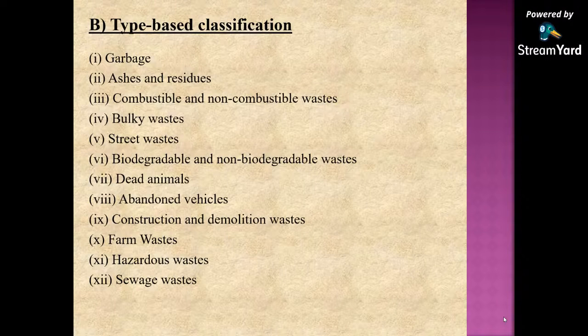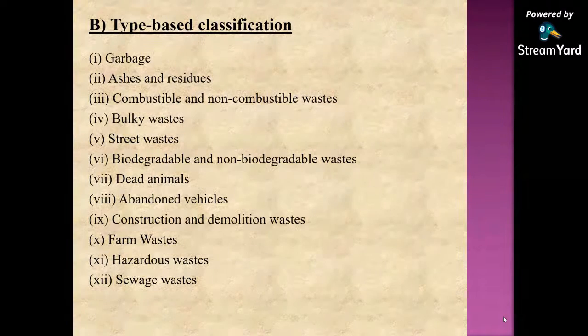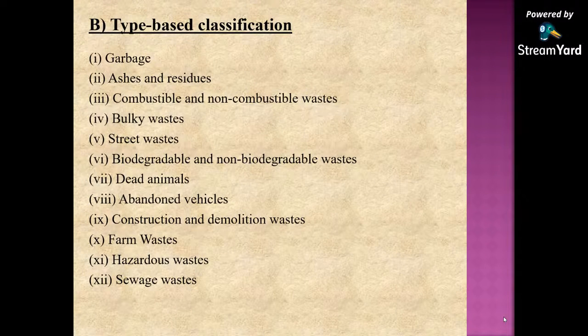Next type-based classification is sewage waste. The solid byproducts of sewage treatment are classified as sewage waste. They are mostly organic and derived from the treatment of organic sludge, which is separated from both raw and treated sewage. The inorganic fraction of raw sewage, such as grit and eggshell, is separated at the preliminary stage of treatment. And these grit and eggshell must be buried without delay.